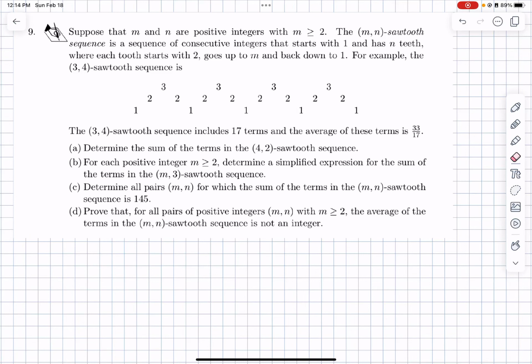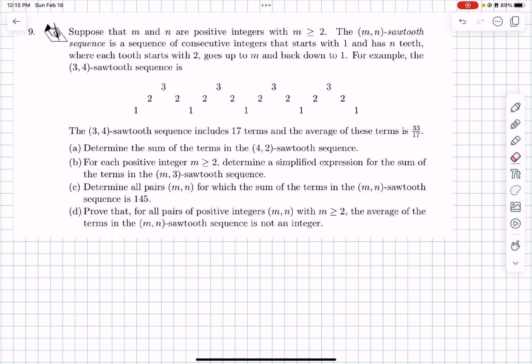Everyone, today we're working on question 9 on the 2022 Euclid. So this question says, suppose that m and n are positive integers with m greater than or equal to 2. So the m-n sawtooth sequence is a sequence of consecutive integers that start with 1 and has n teeth, where each tooth starts with 2, goes up to m, and goes back down to 1.